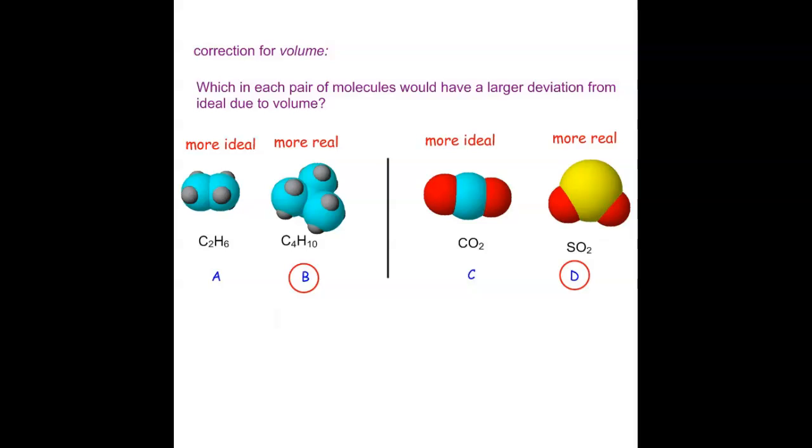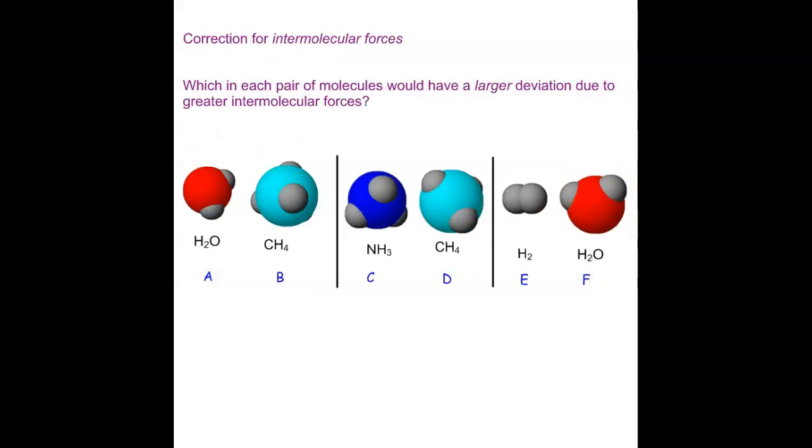Now let's take a look and see what happens in terms of intermolecular forces. We said that the larger the intermolecular forces, the larger the deviation from ideal behavior. Because when there's a lot of intermolecular forces, 4 or 5 particles could act like a single particle. So let's take a look at these. I have water and methane. Well, we haven't really talked a lot about intermolecular forces yet, and we are going to spend a huge amount of time talking about them.